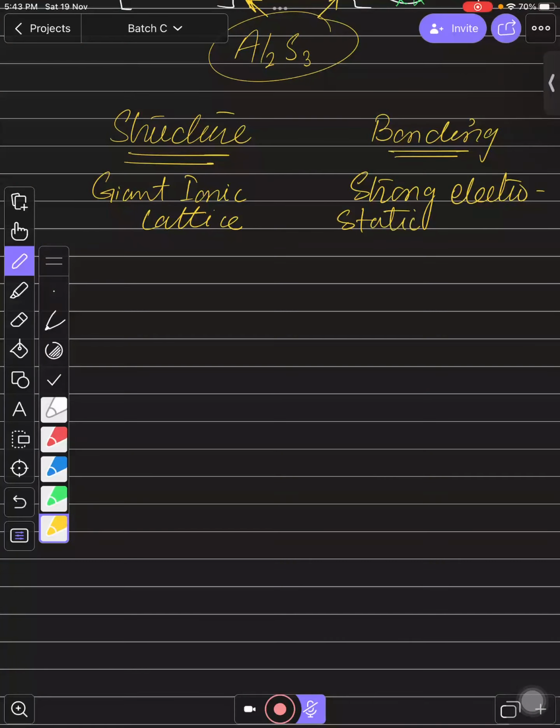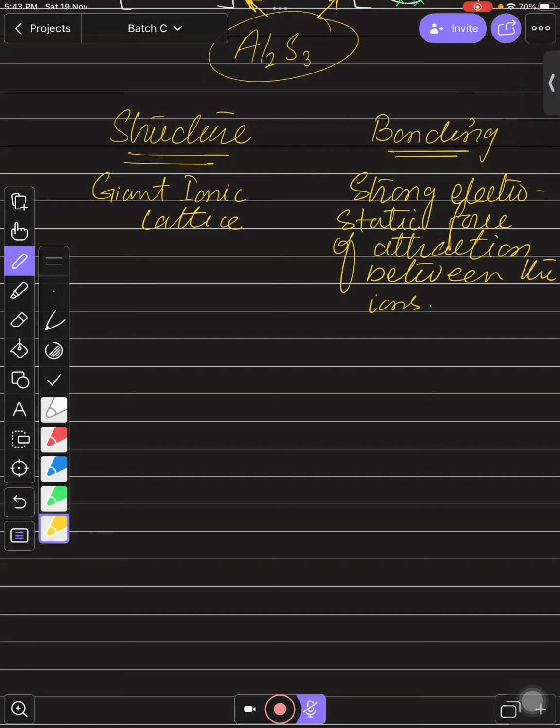Strong electrostatic force of attraction, and this is actually between the ions. You need to remember this is between the ions, right? Strong electrostatic force of attraction between the ions.